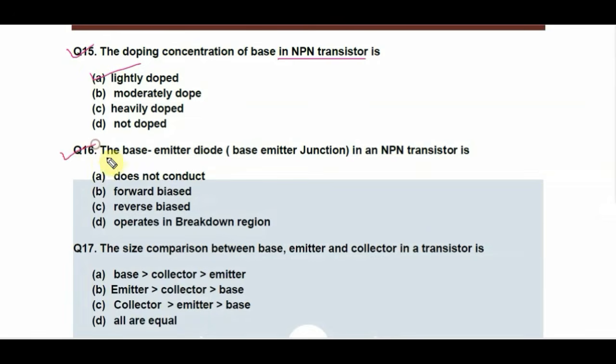In the next question, the base-emitter junction in an NPN transistor is forward bias, and the base-collector junction will be reverse bias. Next question, the size comparison between base, emitter and collector in a transistor is, collector is larger compared to emitter and emitter is larger compared to base. That is, collector is greater than emitter, which is greater than base. So option C is the correct answer.